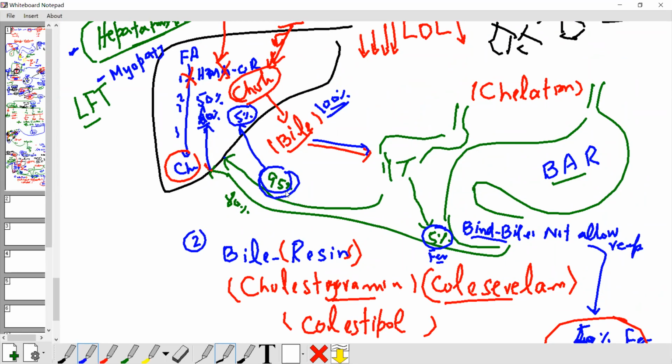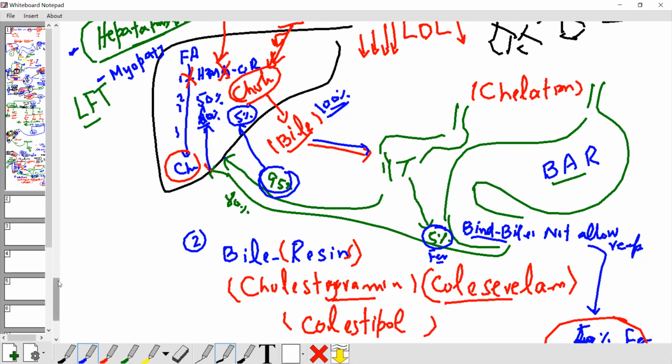Clear? So what happened? The liver now must produce extra bile salt. To produce extra bile salt, the liver must use some extra cholesterol. Understand or not? How do you produce bile salt? You produce bile salt by using cholesterol.